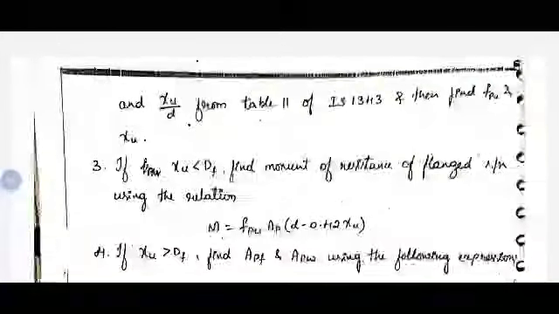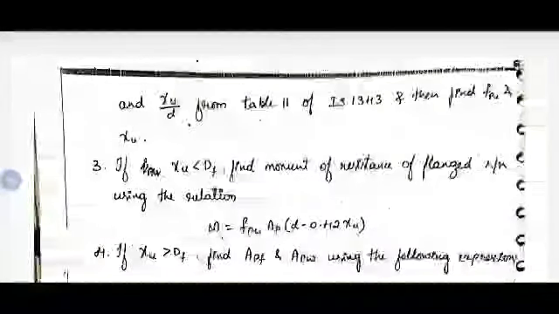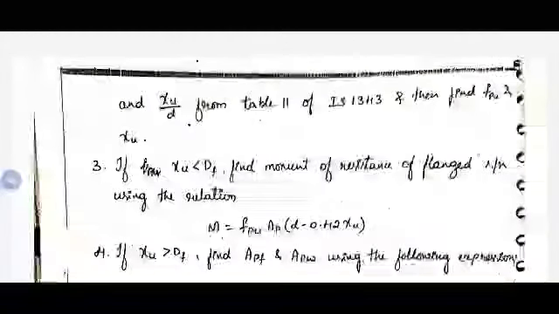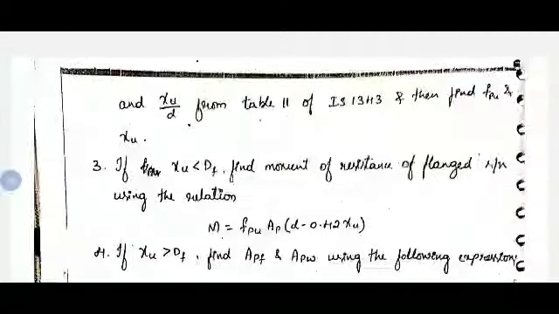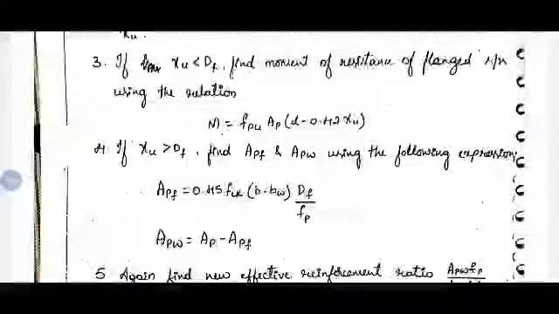After finding the XU value, first we need to compare it to see whether the neutral axis lies in the flange or in the web. If XU is less than DF, the depth of the flange, then directly we will go for calculation of moment of resistance using the formula. If XU is greater than DF, or if the neutral axis lies in the web, then area of steel in flanged section and area of steel in web section, those we need to find out.